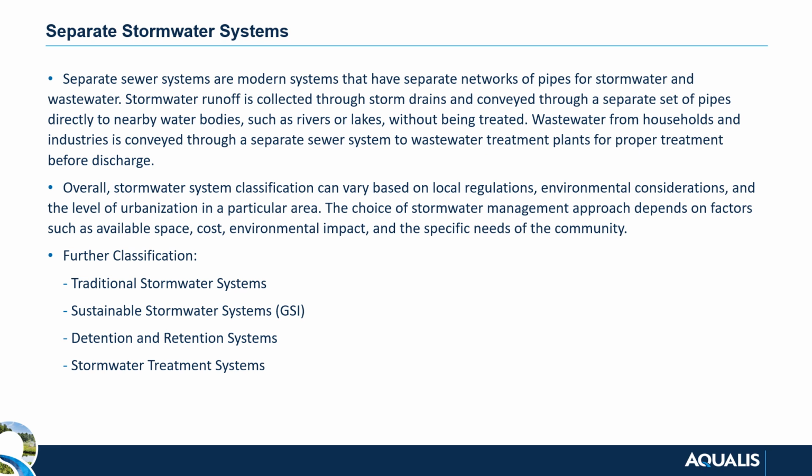Detention and retention systems are designed to temporarily store stormwater runoff and release it slowly over time. Detention ponds hold excess water during rain events and release it at a controlled rate to prevent downstream flooding. Retention ponds, on the other hand, retain water permanently, allowing it to gradually infiltrate into the ground or evaporate.